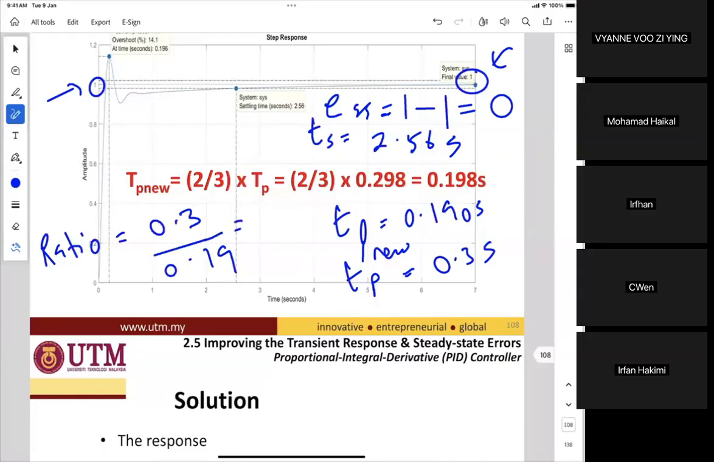0.3 divided by 0.19, 1.58. Okay, it's about two-third.